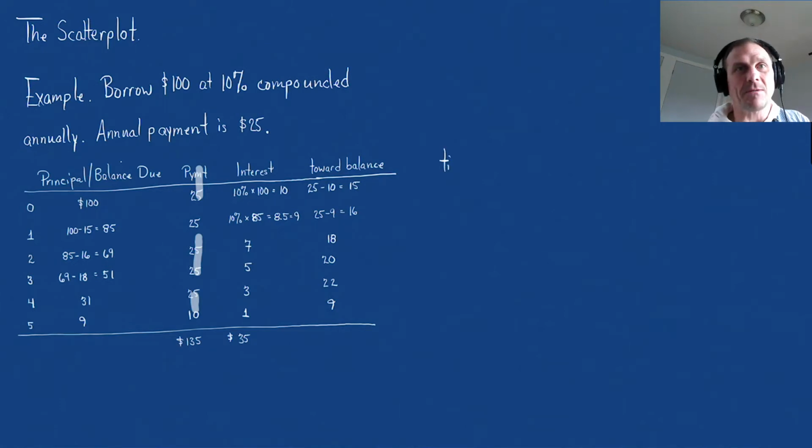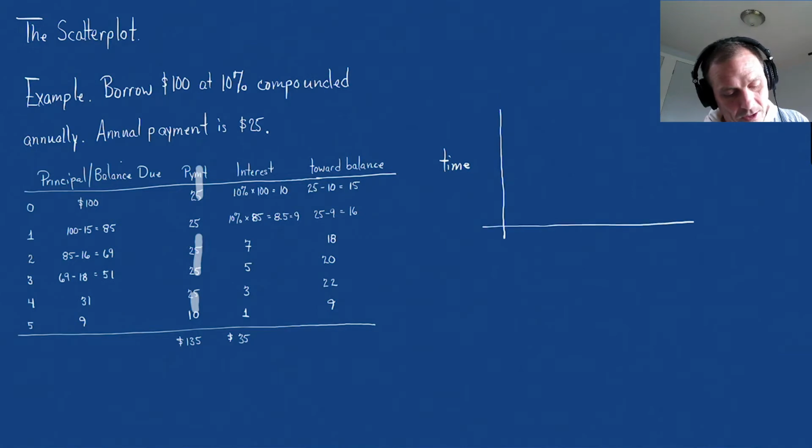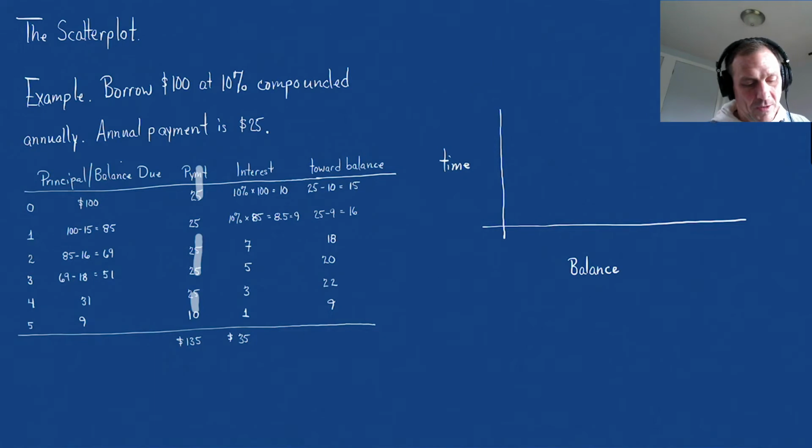Is that what we want to do? Sure. And then, so time. And then on the horizontal axis, we're going to put our balance. Okay, so notice this. When we record it in this way, for time, this whole loan lasted for 5 years.